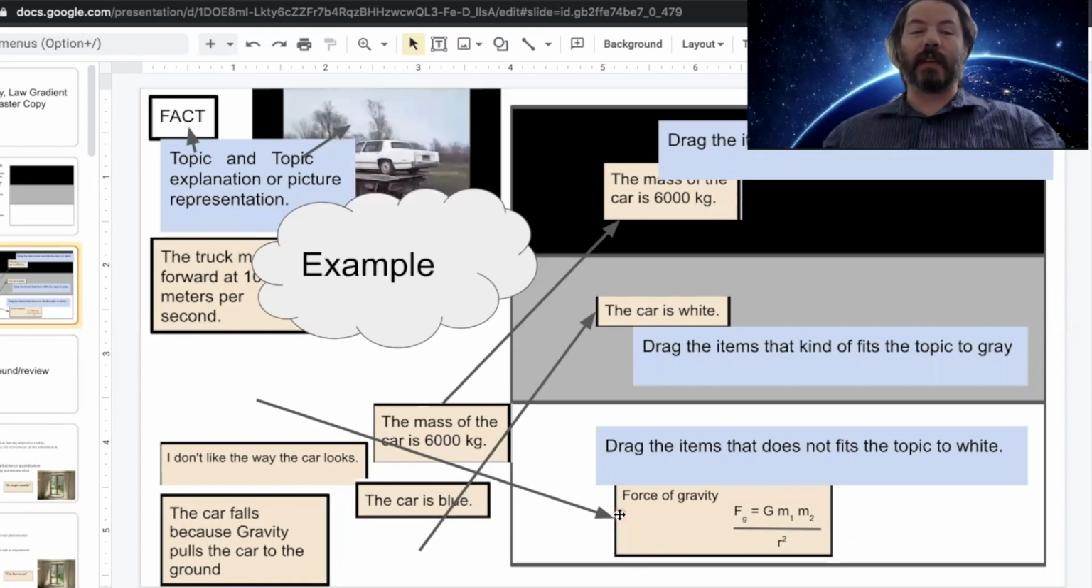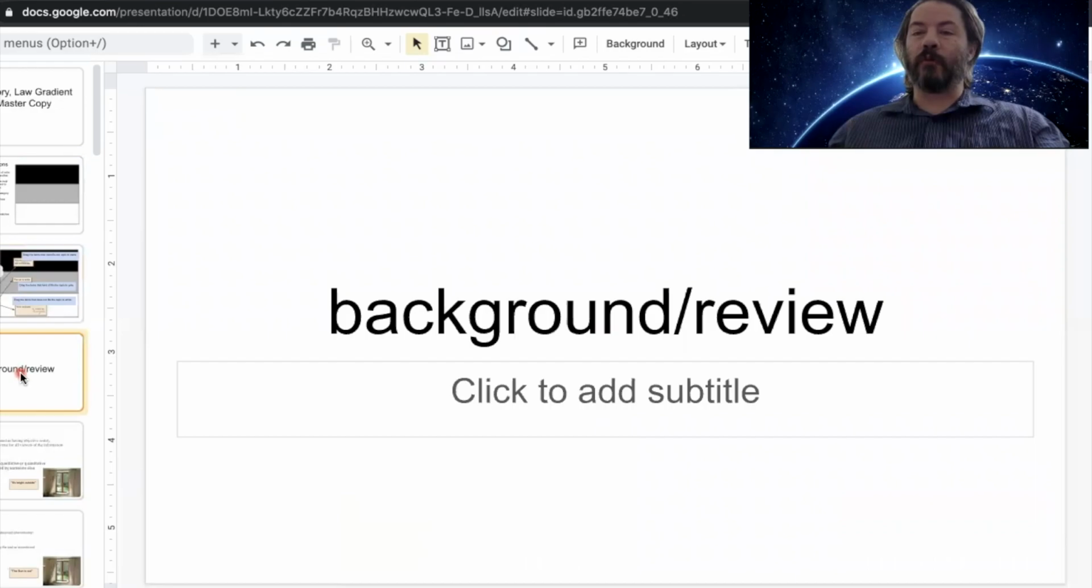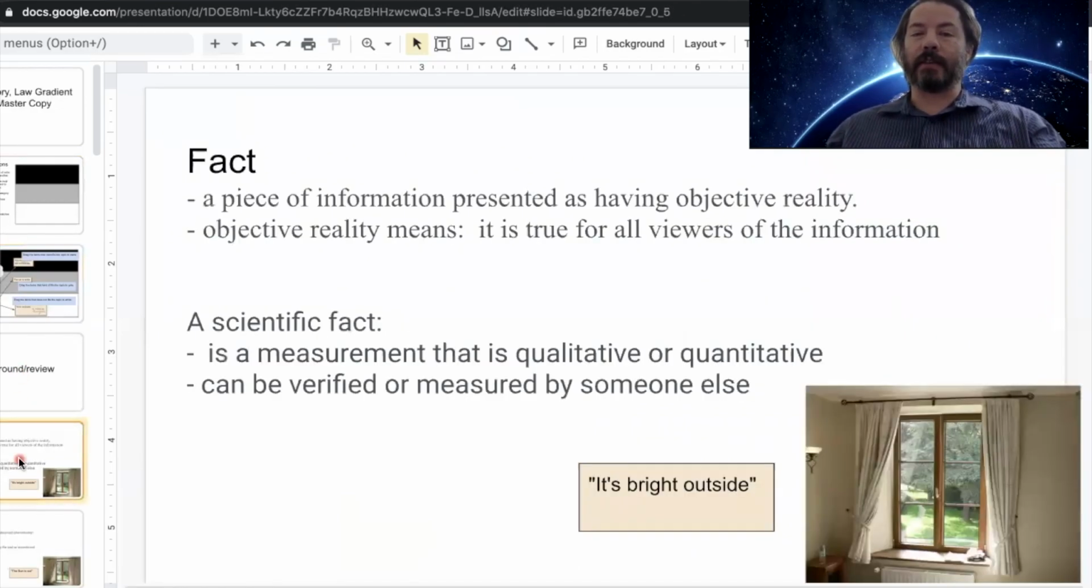But let's do a couple of examples and try it out. In order to do that, let's review what our terms mean. First, a fact is a piece of information that has an objective reality, so it's true no matter who the observer is. For example, if I measure a piece of paper that's 8.5 inches by 11 inches, somebody else could pick up the same piece of paper and get the same measurement. That would be a fact about that piece of paper.